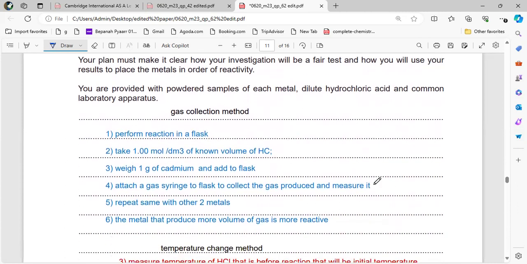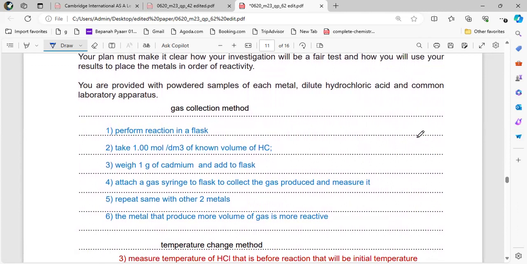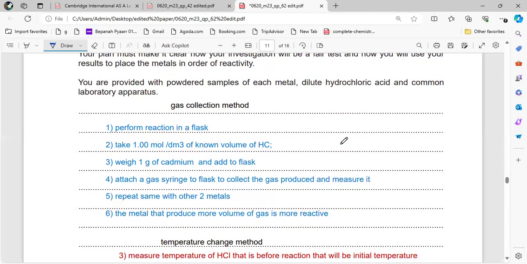So how are we going to write it? If you are choosing the method of gas collection, how will you write it? First of all, you have to select the apparatus in which you are going to perform the experiment, whether it is a test tube, a beaker, a conical flask, etc. So you have to mention the apparatus. We are going to perform it in a flask. We will add around 1 mole per dm cube. Here, the concentration of hydrochloric acid is mentioned. So we will add a known volume of 1 mole per dm cube hydrochloric acid.